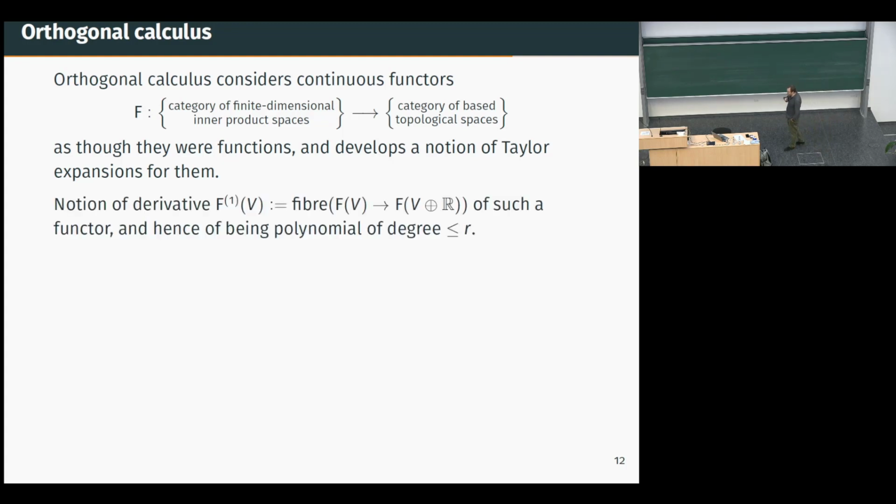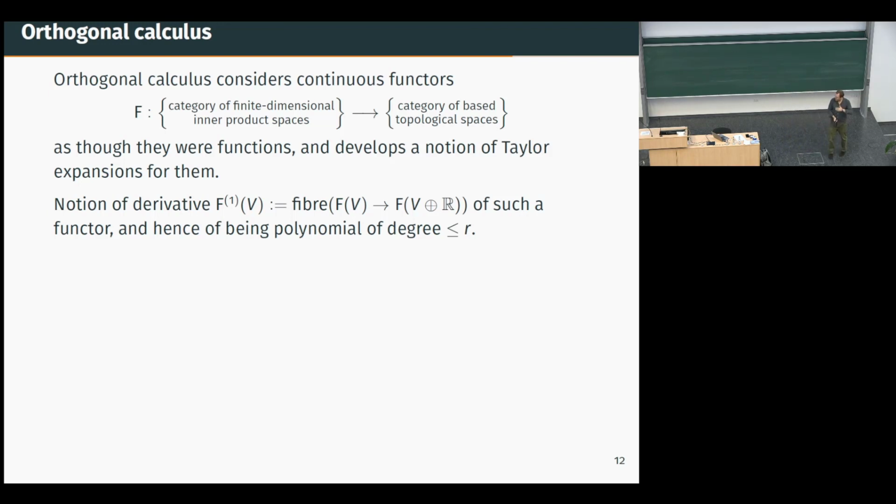And I declare the derivative of a functor to be the following. It's like what you do with finite differences. I take the value of f at a vector space V. V canonically maps to V plus the real line. So f of V canonically maps to f of V plus the real line because f is a functor. And then I take the fiber. So I take the difference of those two things. That still depends on V. It's still a functor in its own right. And I declare this to be called the derivative of f. Okay? It measures the difference between the value at V and the value at V plus R.